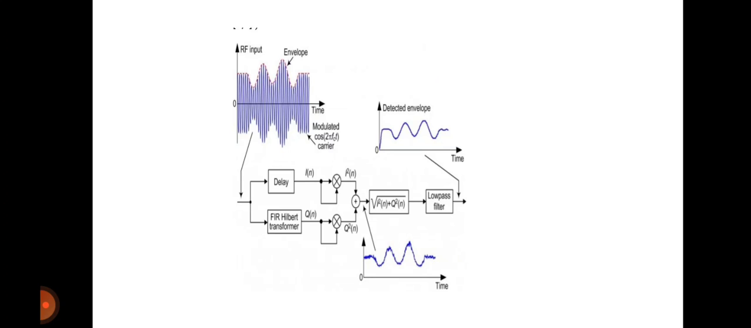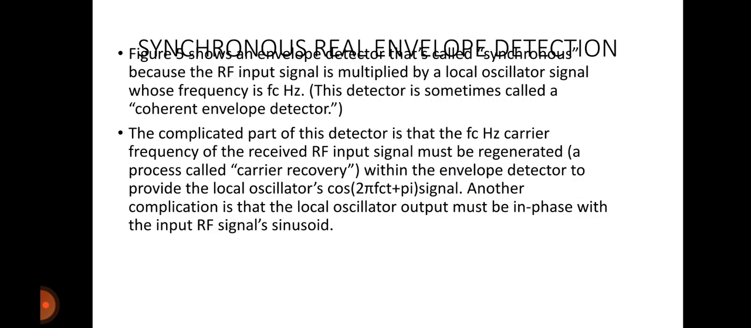This is the RF signal, and here we are using a Hilbert transform circuit also, and the output of the low pass filter is a detected clean envelope. The fifth circuit is asynchronous real envelope detection.